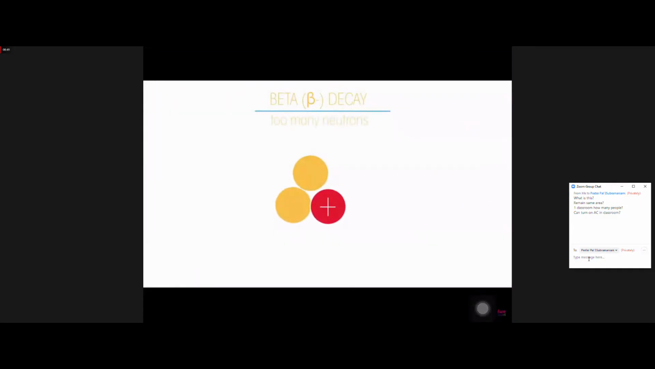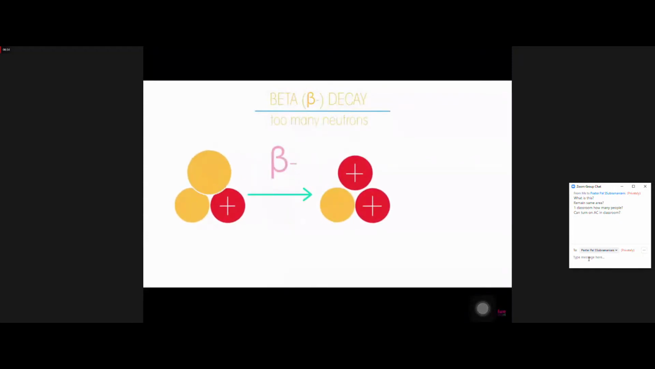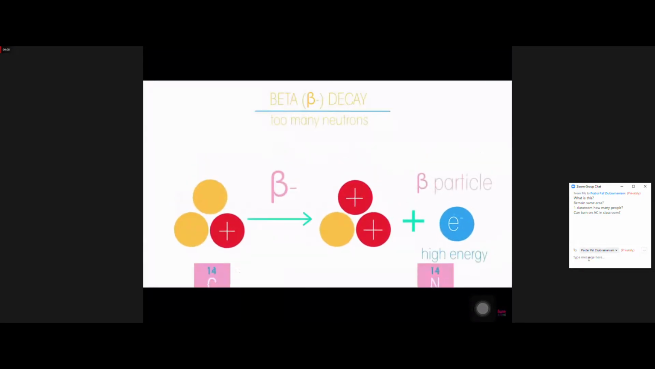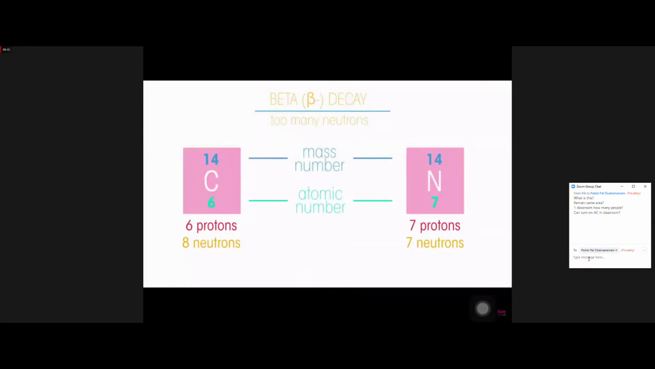When an isotope has too many neutrons, it decays by beta minus decay. A neutron changes into a proton and an electron. The proton is retained by the atom, while the electron is lost. The lost electron is high energy and is called a beta particle. By losing a neutron whilst gaining a proton, the mass number of the atom remains the same, but the atomic number increases by 1. A new element is formed that is 1 place higher in the periodic table.